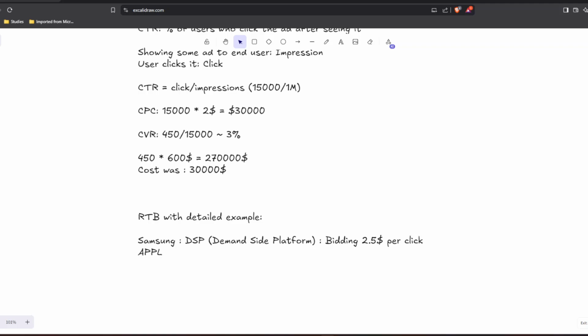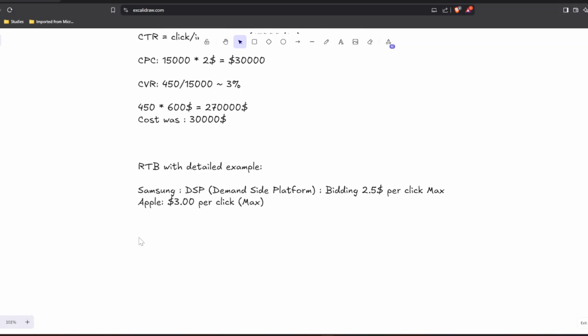And Apple is bidding $3 per click. Remember, this is the max. Suppose Samsung says $2.5 per click max, and Apple says I'm going to bid $3 per click max. Now a publisher, suppose something like the TechCrunch website, a very popular startup website, or some Ivy League related Medium articles. All of those are known as the supply side platform, or SSP. So here we have DSP and SSP.